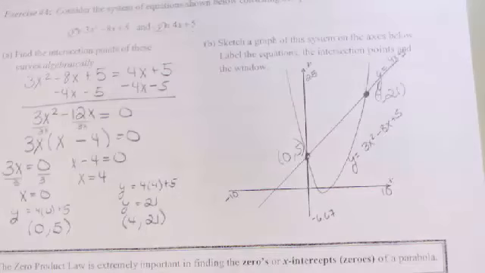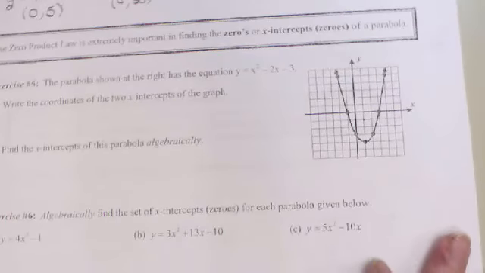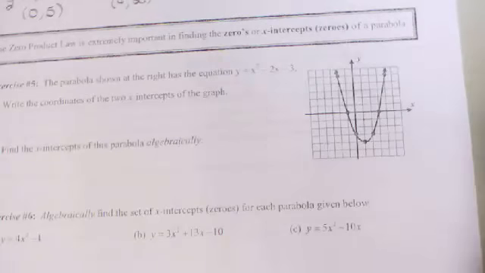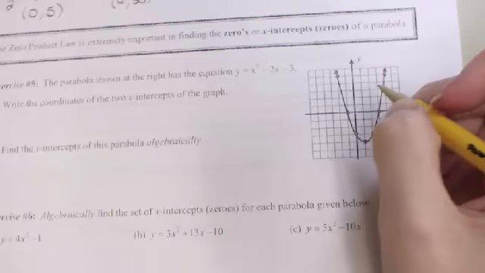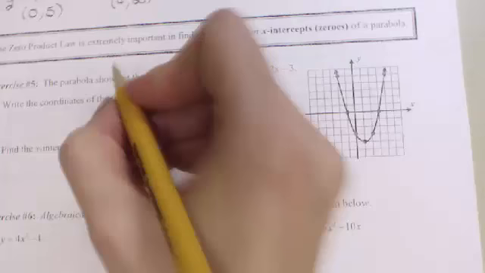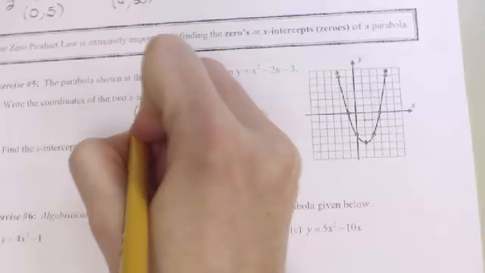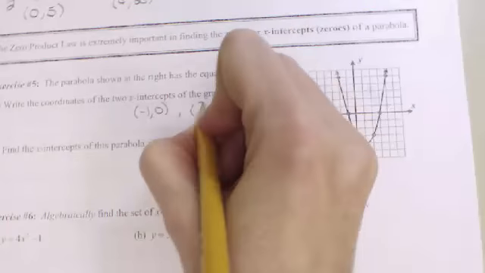All right, the last one. Now we're going to work backwards, basically. I've got a gorgeous parabola right there. They show it to me. Here it is. Write the coordinates of the two x-intercepts. So the coordinates are negative 1, 0 and 3, 0.